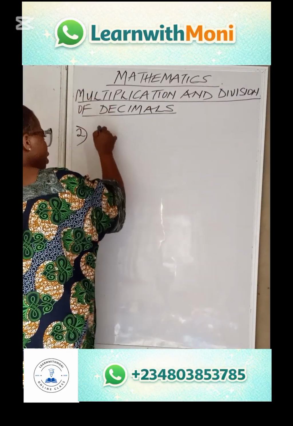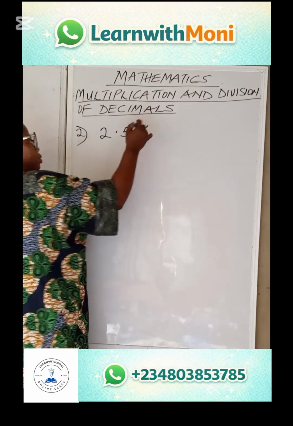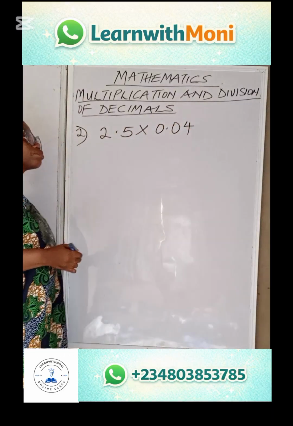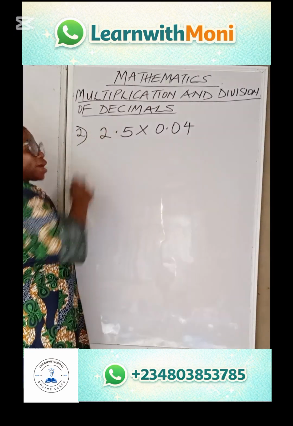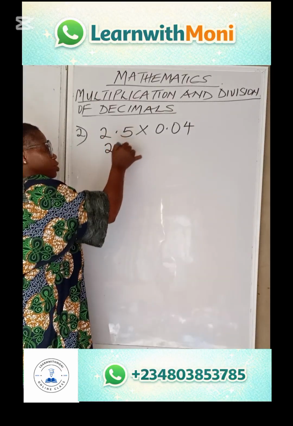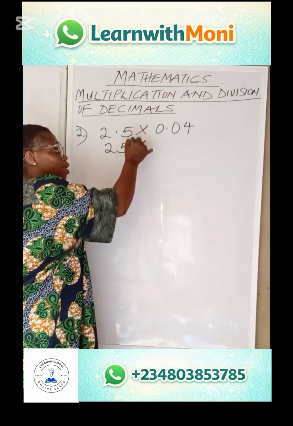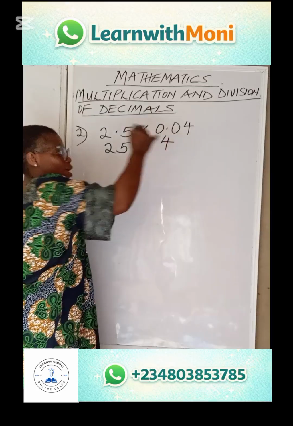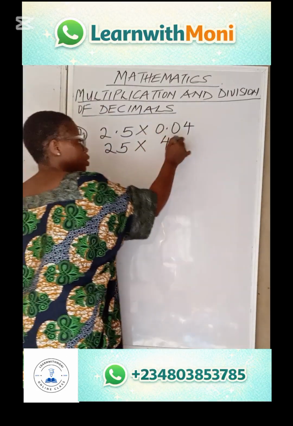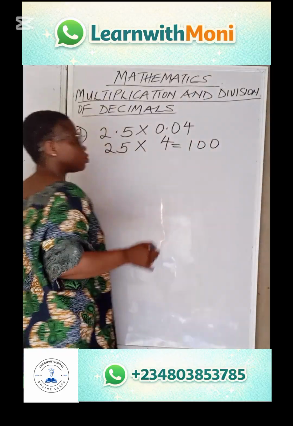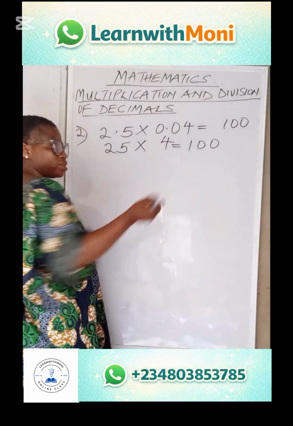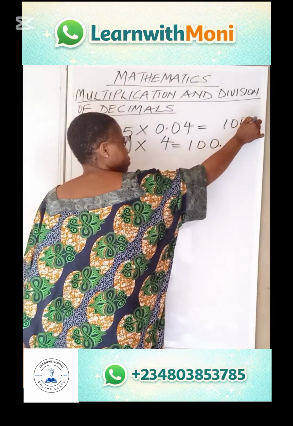Let's see a situation where I have 2.5 times 0.04. 2.5, I will write it as 25, ignoring the decimal point. I'm using the cheapest method. Times, this is 4. I'm going to write it as ordinary 4, ignoring the decimal point. So 25 times 4 is 100. So I want to write the 100 here. Of course, the decimal point is at the back of the unit, and I have it here.